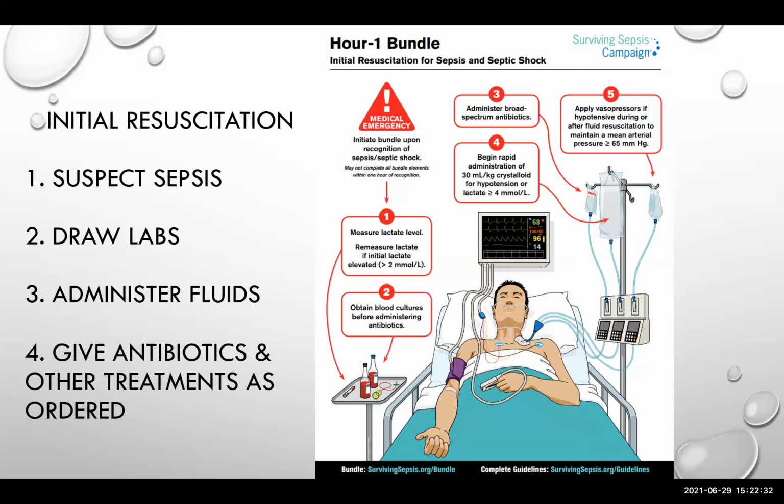The next thing that you're going to do is administer fluids. It's typically a rapid administration of a bolus, 500 milliliters in some areas, and then potentially continuing at 30 milliliters per kilogram of crystalloids for hypotension, or if your lab results in a lactate greater than 4 millimoles per liter. You'll also be administering broad spectrum antibiotics as prescribed by the prescriber, and then doing other treatments as ordered.